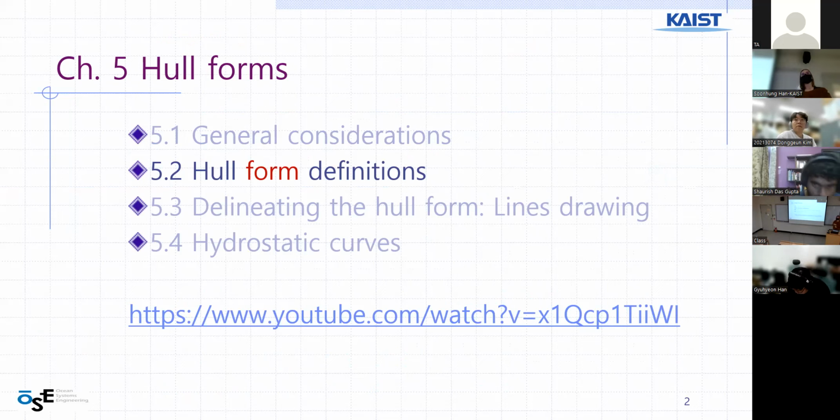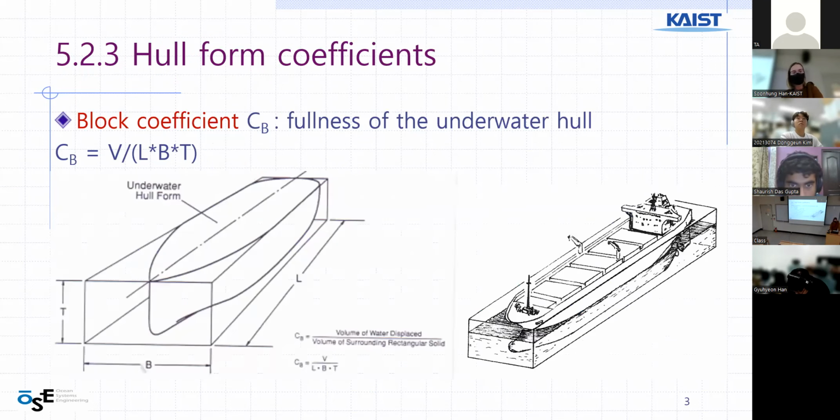And it is estimated by various coefficients that are dimensionless numbers that describe the hull's overall shape characteristics. And these coefficients are ratios of areas or volumes of the actual hull compared to prisms or rectangles defined by the ship's length, breadth, and draft. So we're going to talk about these coefficients to begin with.